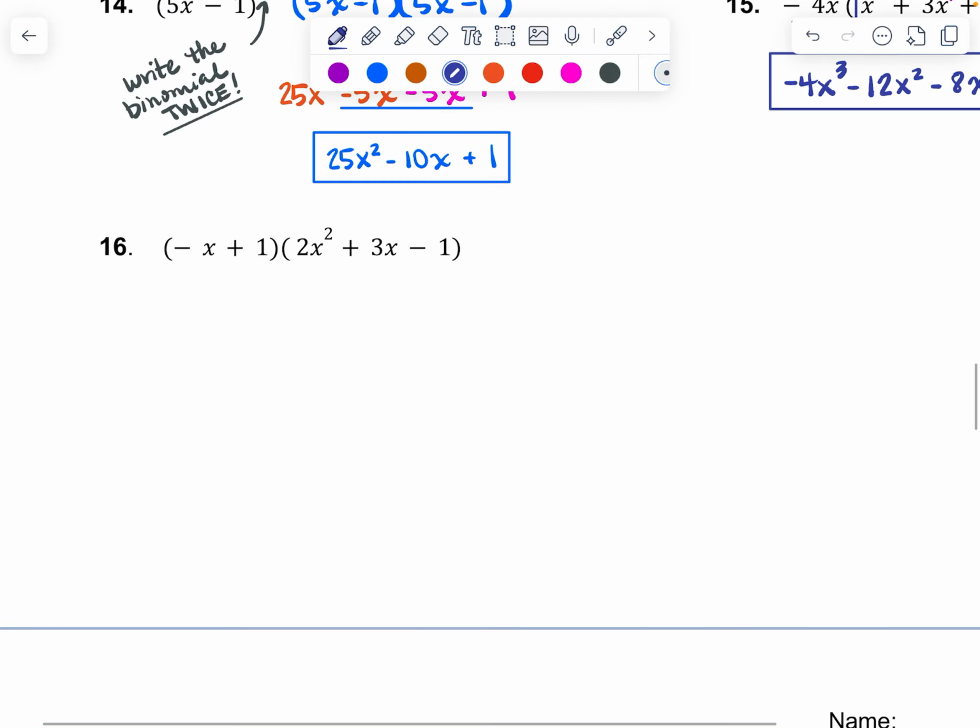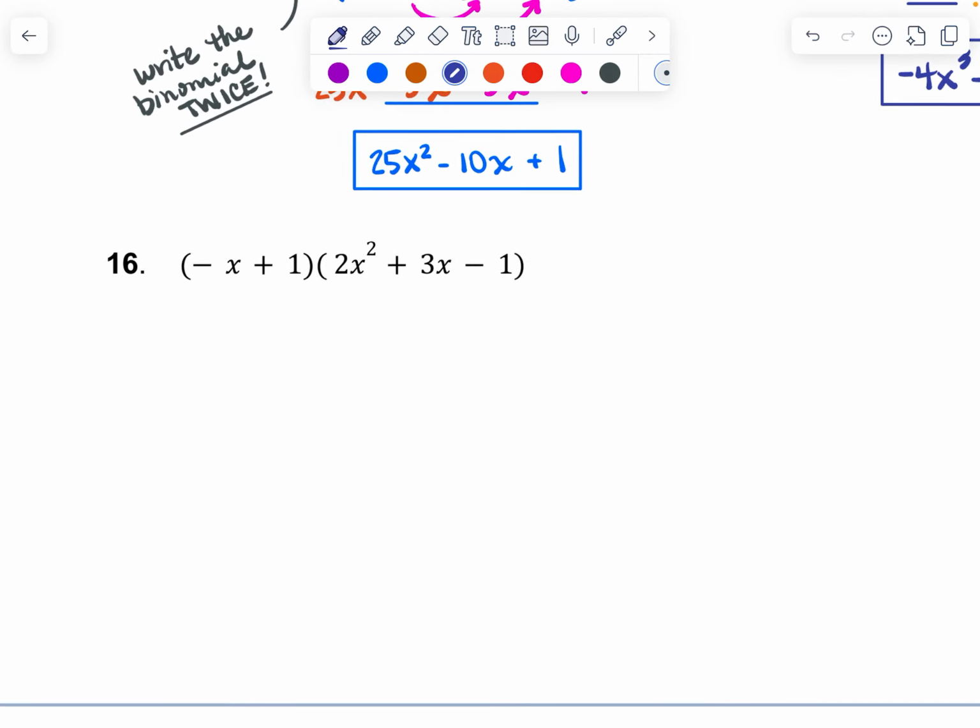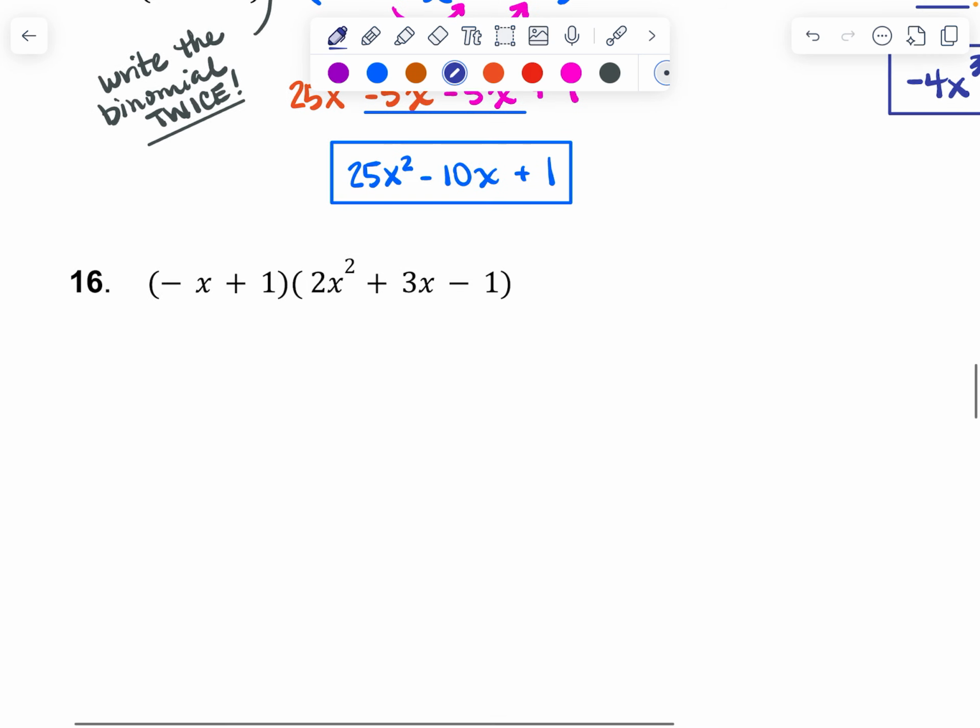All right, number 16. This is a binomial times a trinomial. So you're still going to have to double distribute, but you have 3 different terms over here that you need to double distribute to. If you think it'd be a good idea to do the box method here to keep your work organized, I would probably agree. I'm going to go ahead and do it that way because there's lots of terms going on here.